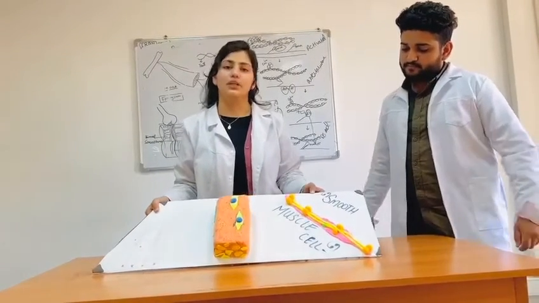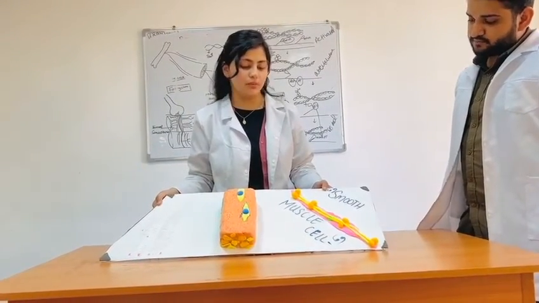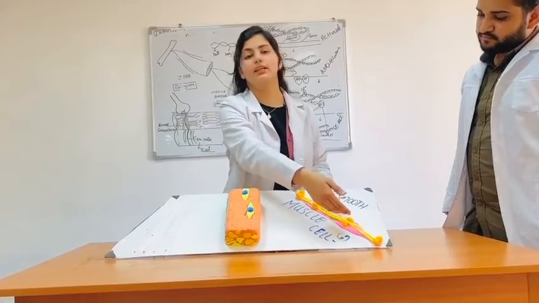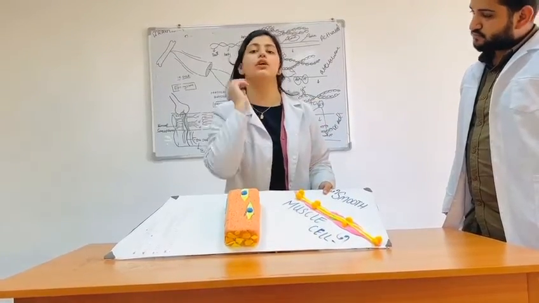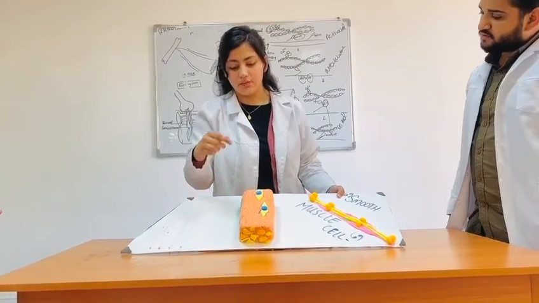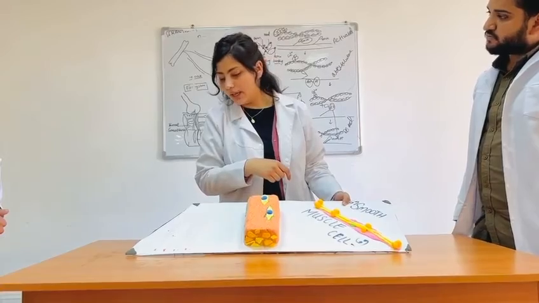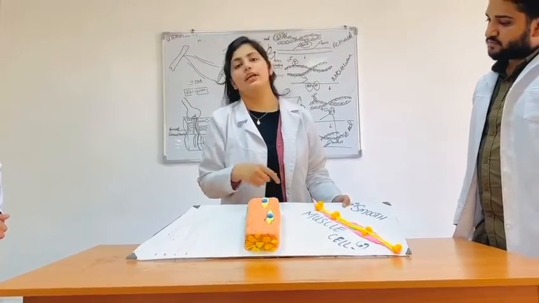Now at last we have a presentation of our model, which is the smooth muscle cell. This is the smooth muscle cell. It is a single unit, and it is also known as vascular smooth muscle. And this is the smooth muscle, which is multinucleated, has no sarcomere, and is also non-striated.